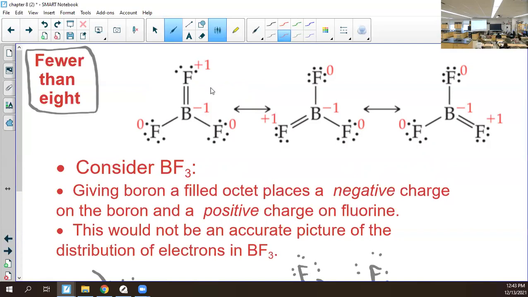Consider BF3. Giving boron a full octet places a negative charge on the boron and a positive charge on fluorine. And that will literally never, ever happen. Boron cannot steal fluorine's lunch. It doesn't work that way. So it would not be an accurate picture of the distribution of electrons in BF3.